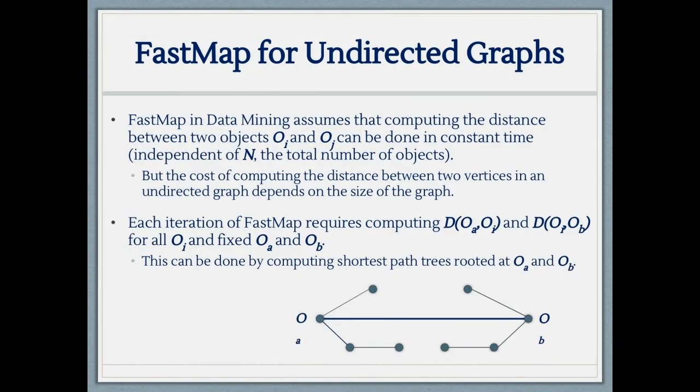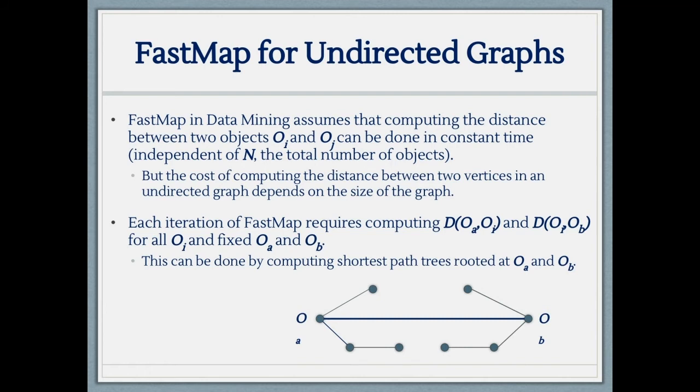The challenge in graphs is that pairwise distances are not computable in constant time. It's a function of graph size, but all is not lost. Since we need the distance between a and i and b, where a and b are the pivot nodes and i is any other node, we can get this from the shortest path trees rooted at nodes a and b. So the cost of computing pairwise distances, ai and ib, is amortized by computing and saving the shortest path trees rooted at a and b. The rest of the algorithm follows the same procedure as before. And in this way, FastMap handled undirected graphs.